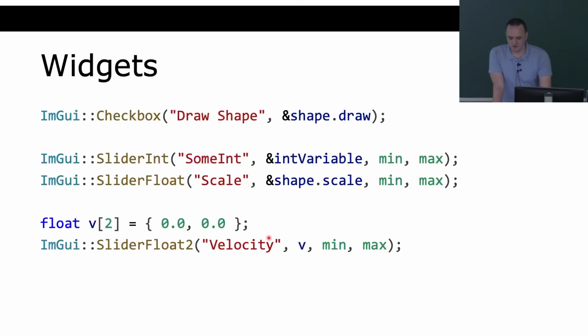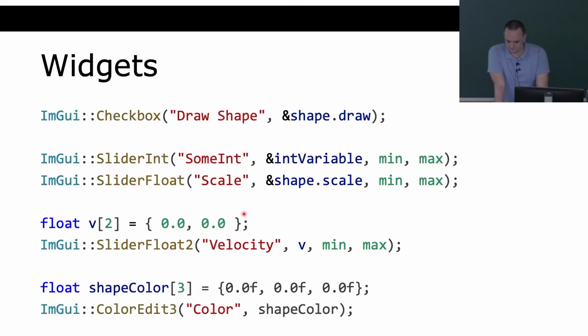And so if I modify the first slider, it will modify the first element of this array. And if I modify the second slider, it will modify the second element of that. I'm not sure if it goes up to 3, 4, 5, whatever the top number is, but slider float 2 is all I've ever used.